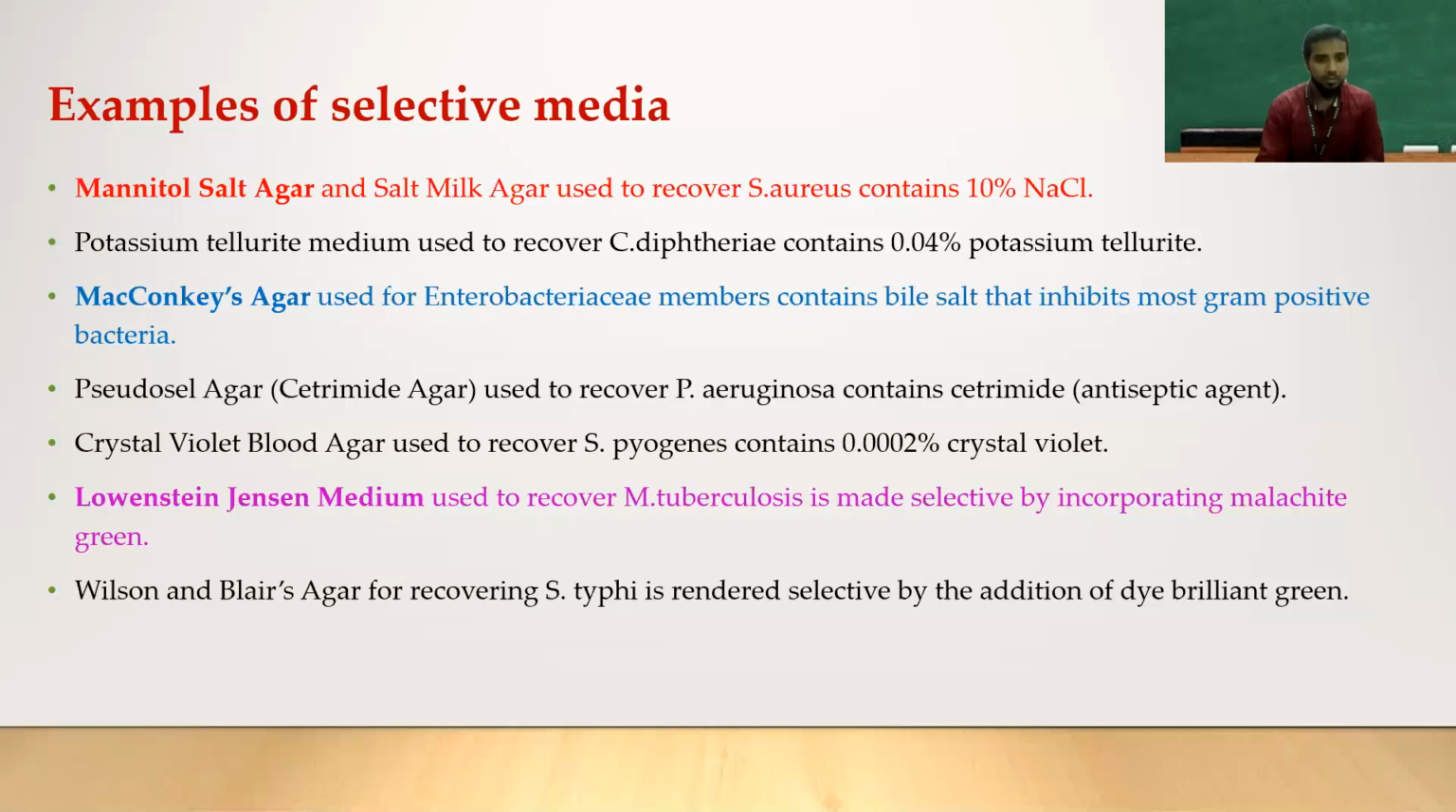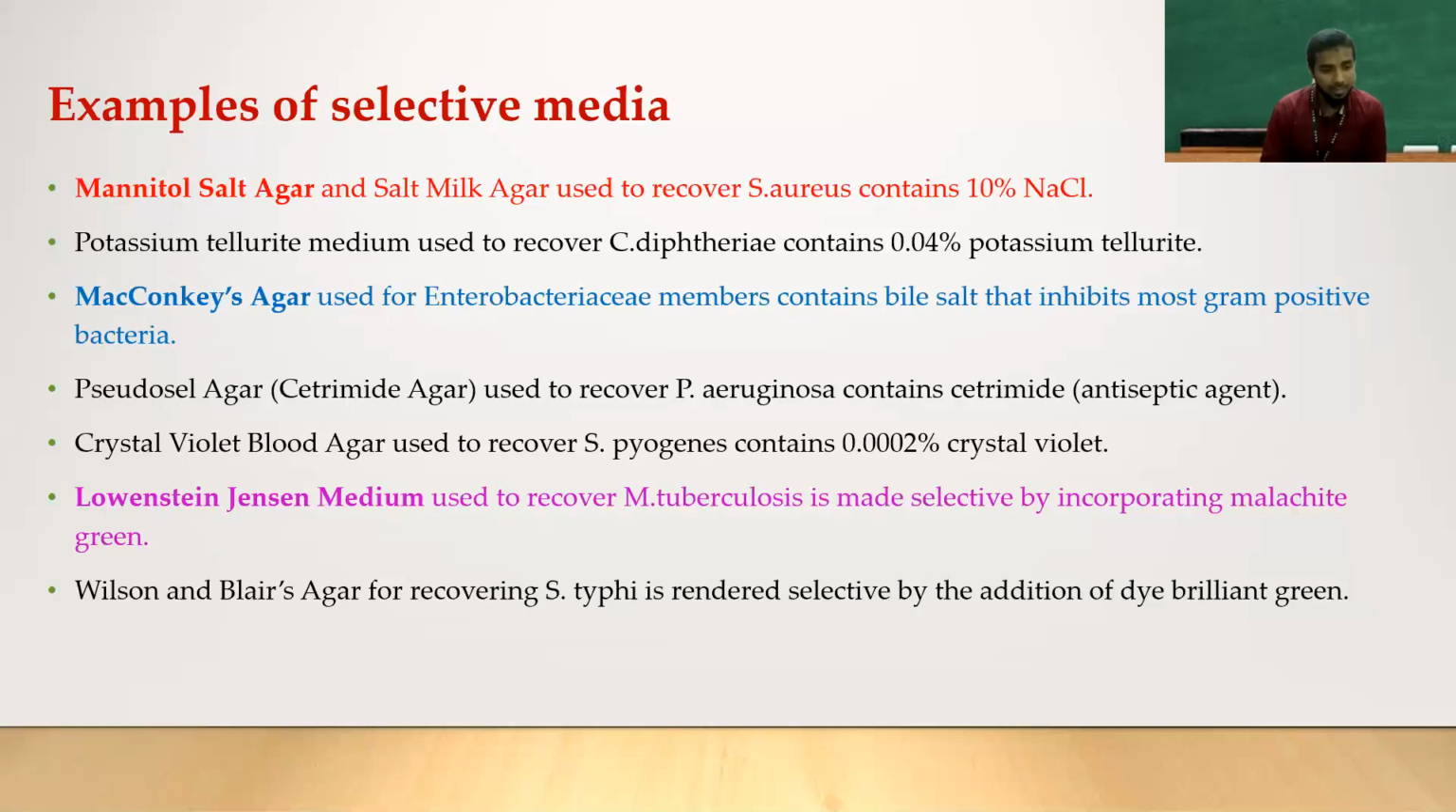Okay, so Streptococcus pyogenes. And next is Lowenstein-Jensen medium, used to recover Mycobacterium tuberculosis, and it is made selective by incorporating malachite green. Malachite green is another reagent. When this is added to the medium, it makes the medium selective and helps in recovery of Mycobacterium tuberculosis.